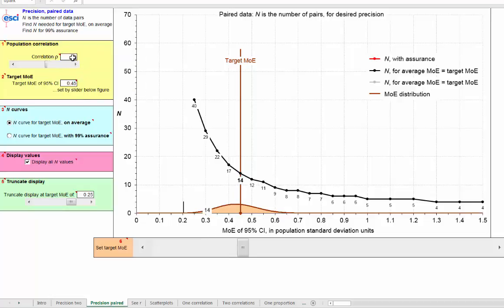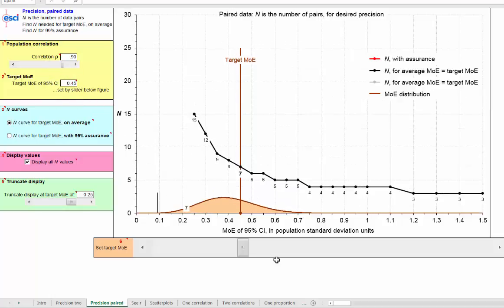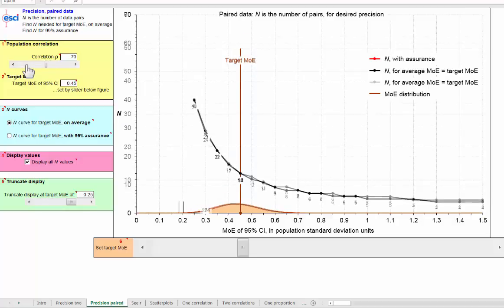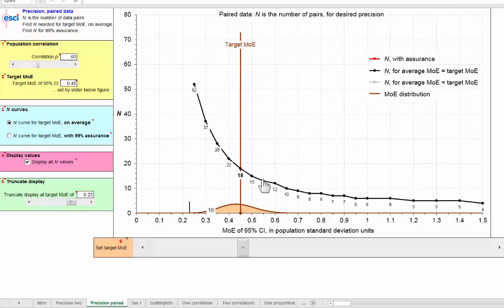Let's increase my rho up to say 0.9. What's going to happen to this curve? Will I need larger n or smaller n? Think about that for a moment. Let's try it. Yes, a smaller n will do if we've got a more sensitive experiment because rho is larger. And if we go down here to assuming more conservatively just a smaller rho, say 0.6, then we need a larger n to give us our MOE of 0.45.